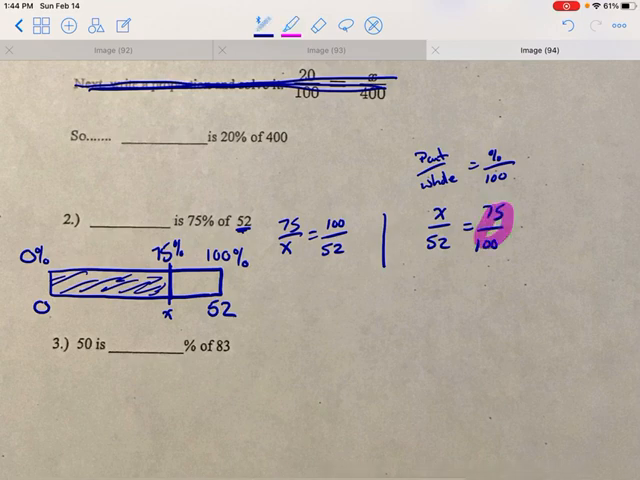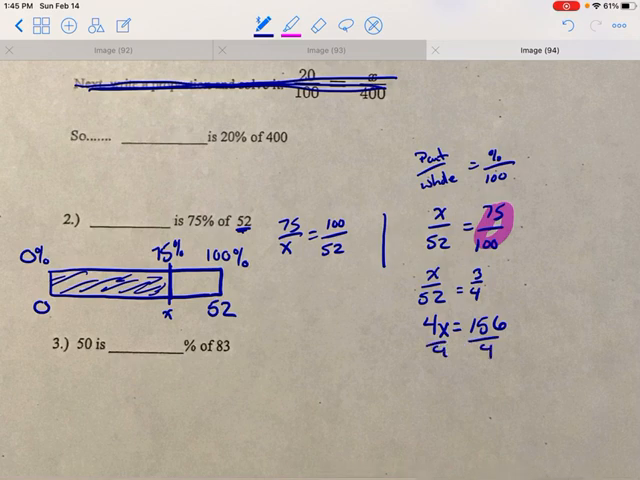And it looks like this fraction would simplify really nicely. So I'm going to use this one. I get x over 52, and then this simplifies to 3 over 4. So that might make my life a little bit easier. All right, so when I do my cross multiplication, let's see what we get. We get 4x equals 52 times 3, which is 156.